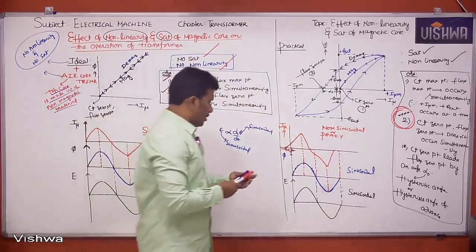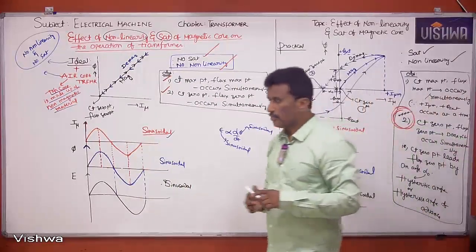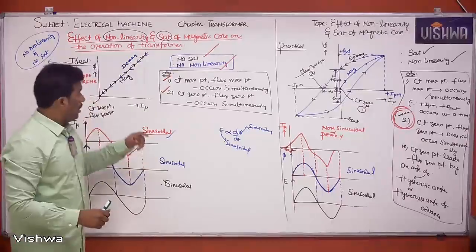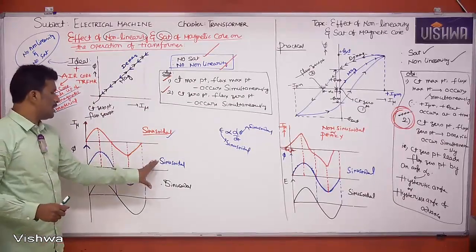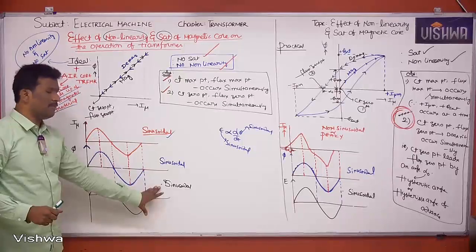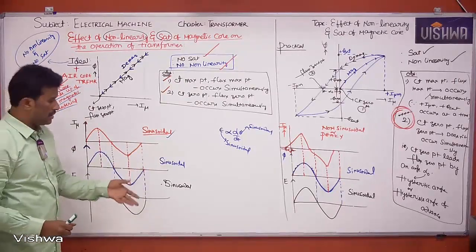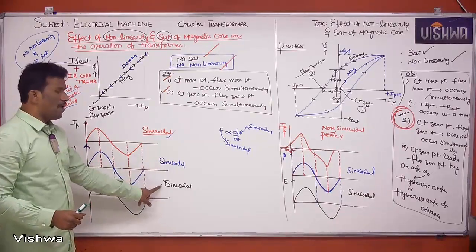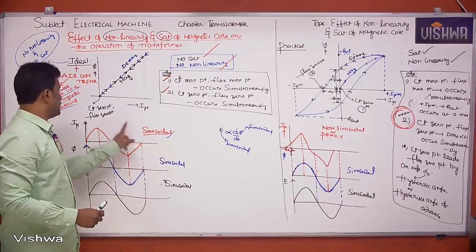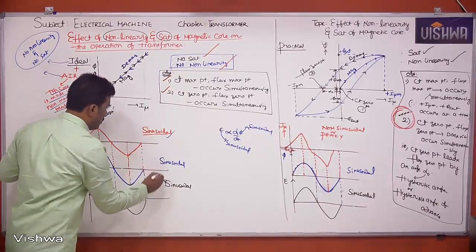Okay. So guys, now let me conclude. In an ideal or air core transformer, for having sinusoidal flux and sinusoidal EMF waveform, here there is no need of giving notes because everything is on the board. Please try to see here. If I want sinusoidal flux and sinusoidal EMF waveform, IMU should be sinusoidal.